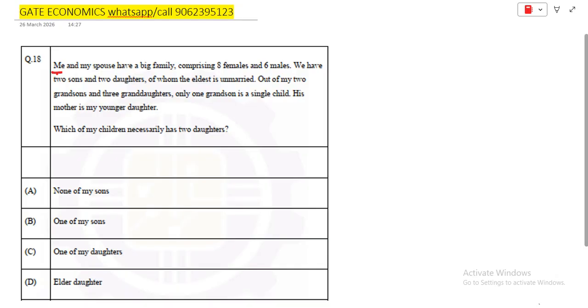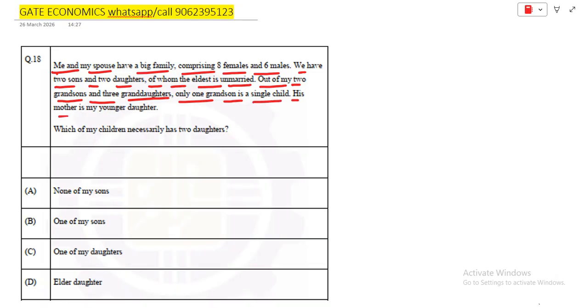So let's come to the question first. Me and my spouse have a big family comprising 8 females and 6 males. We have 2 sons and 2 daughters, of whom the eldest is unmarried. Now, out of my 2 grandsons and 3 granddaughters, only 1 grandson is a single child. His mother is my younger daughter. Now, which of my children necessarily has 2 daughters? None of my sons, one of my sons, one of my daughters, and elder daughter.